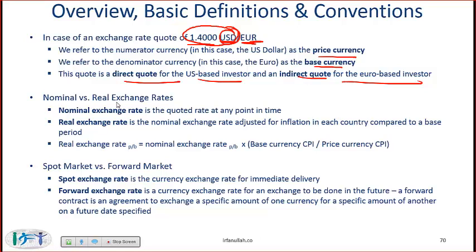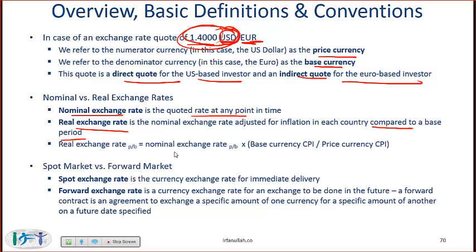Nominal versus real exchange rates. A nominal exchange rate is the quoted rate at any point in time. So this, for example, is a nominal exchange rate. When you look at exchange rates in the financial press, those are all nominal exchange rates. The real exchange rate is the nominal exchange rate adjusted for inflation in each country compared to a base period.